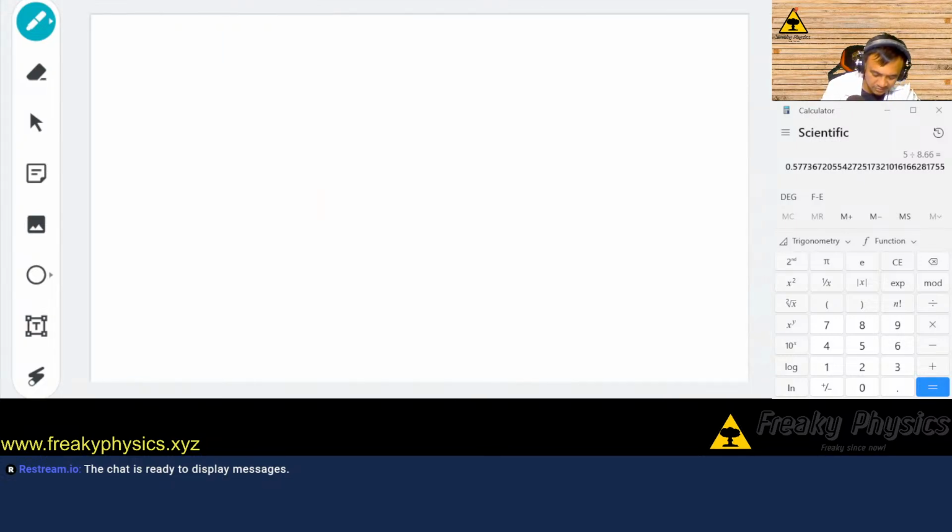So I'll just write that here. What is, given that cosine x is equal to 0.2? Find tangent of x.